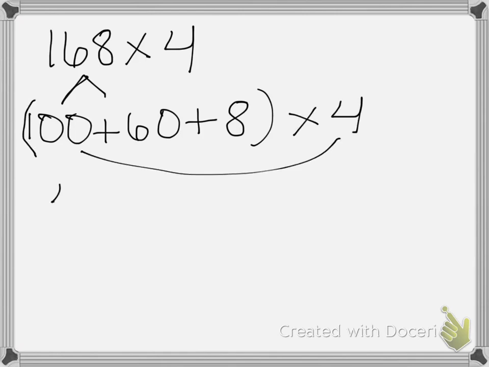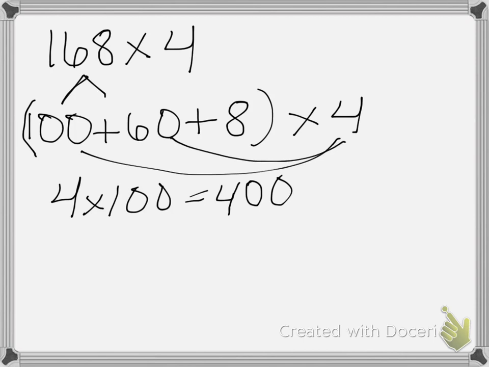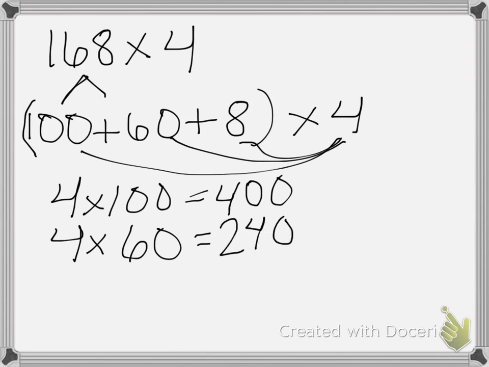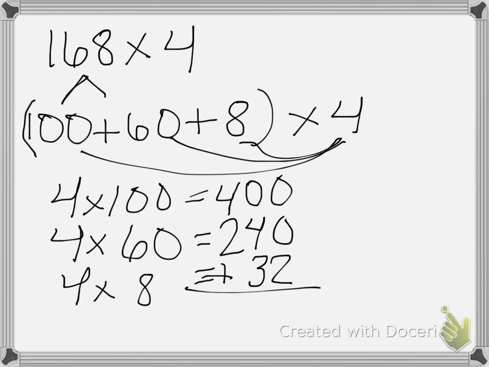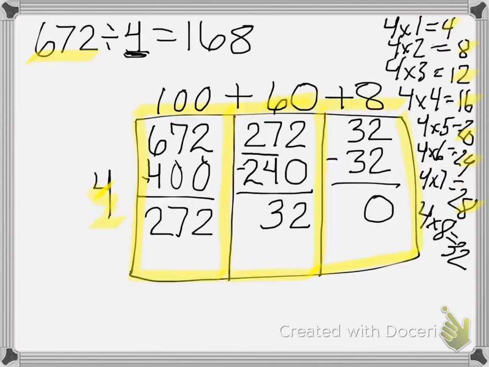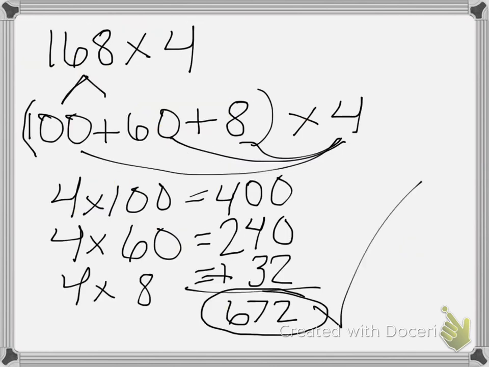So I need to do 4 times 100, and that equals 400. And I need to do 4 times 60, which equals 240. And 4 times 8 equals 32. And I'm going to add all that up. I have all my place values lined up. 672. No remainder. So does that match our original dividend? Yes, it does. So we check it.